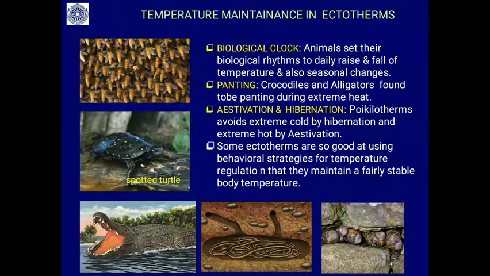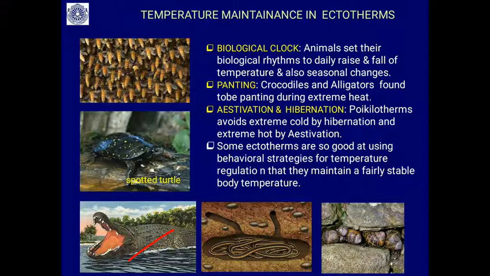Depending on that, their activity cycle operates, which is called daily torpor. Then panting: crocodiles and alligators, you will be able to see, during summer they pant, even dogs do. Thereby the built-up heat will be dissipated outside. Then estivation and hibernation. Estivation is summer sleep, hibernation is winter sleep.